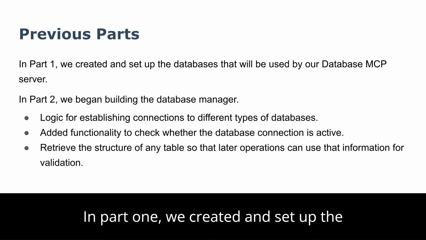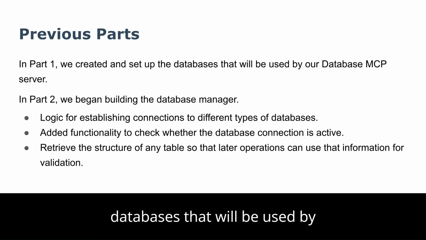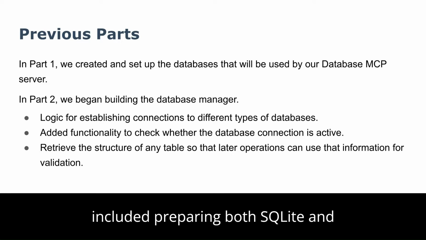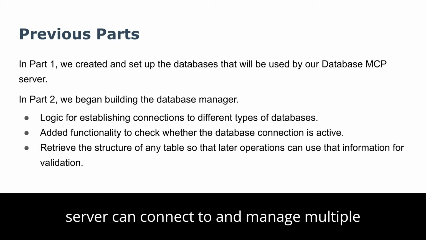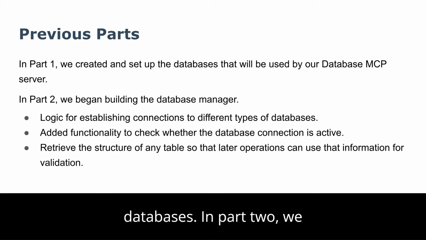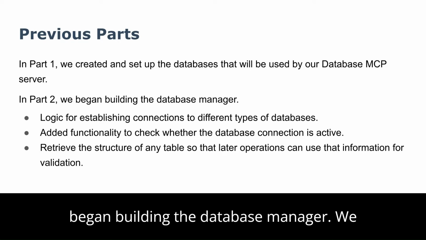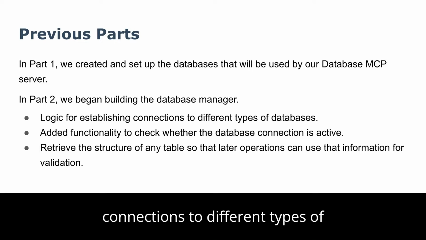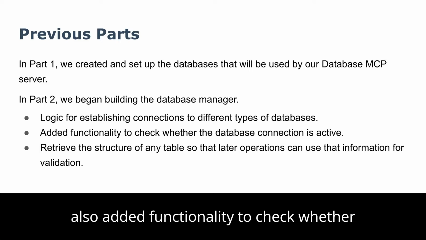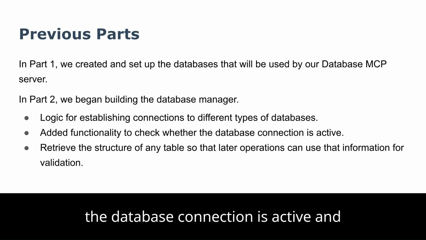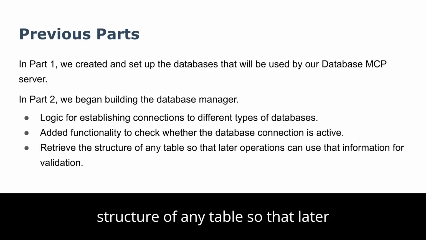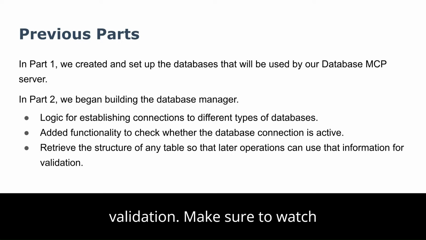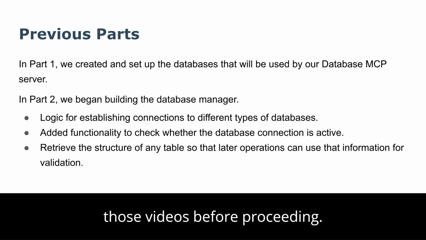In part 1, we created and set up the databases that will be used by our database MCP server. This included preparing both SQLite and PostgreSQL environments so that our server can connect to and manage multiple databases. In part 2, we began building the database manager. We implemented the logic for establishing connections to different types of databases. We also added functionality to check whether the database connection is active and working correctly, and to retrieve the structure of any table so that later operations can use that information for validation. Make sure to watch those videos before proceeding.